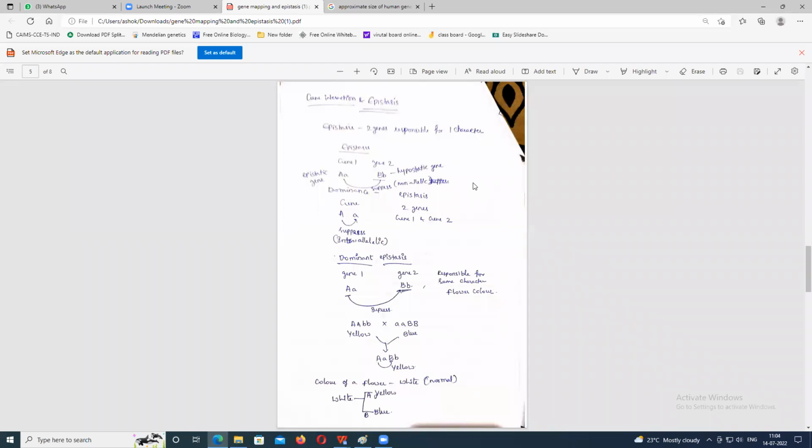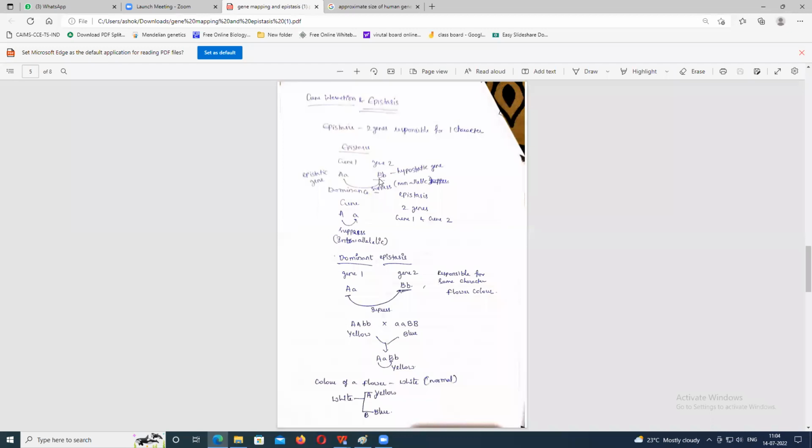So today's topic is epistasis. What is epistasis? It is the interaction between two genes. I'm not talking about alleles, I'm talking about genes. Here, this is gene 1 and this is gene 2. Gene 1 is suppressing gene 2. Means one gene is dominant and the other one is recessive.